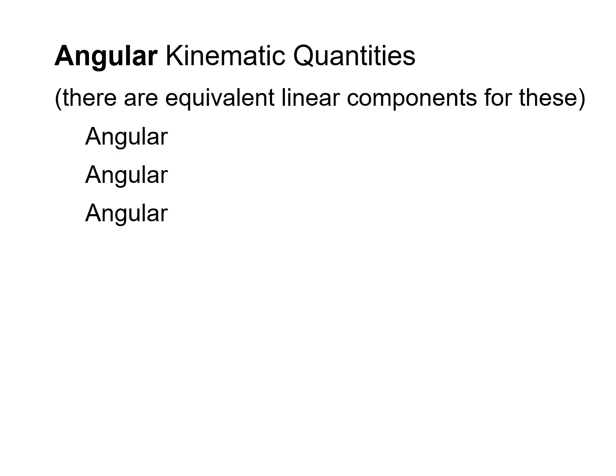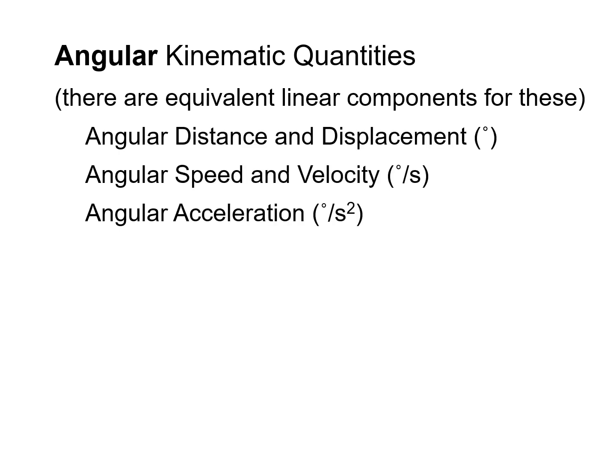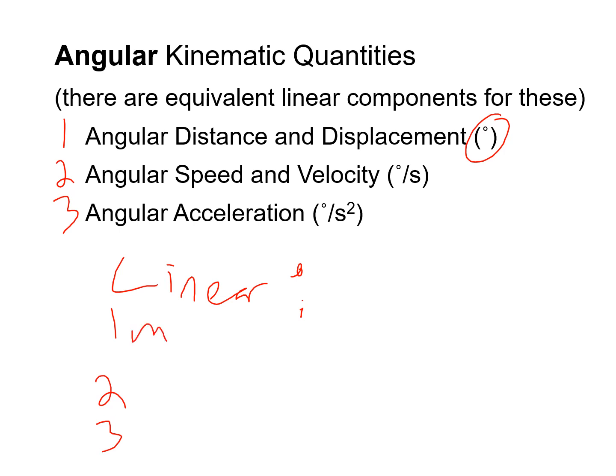So let's look at our angular kinematic values or quantities. Remember, the angular components are very similar to our linear components. So we have angular distance and displacement. But instead of saying for our linear, we'll write these out. So this will be 1, 2, 3, 1, 2, 3. For angular distance and displacement, we're using degrees instead of meters, or kilometers or centimeters.